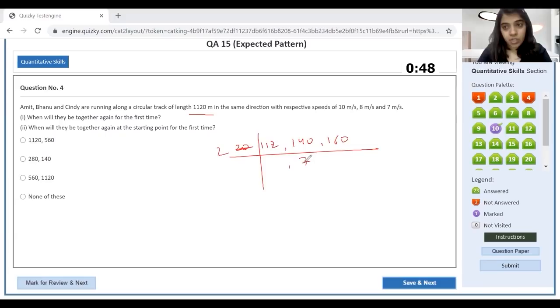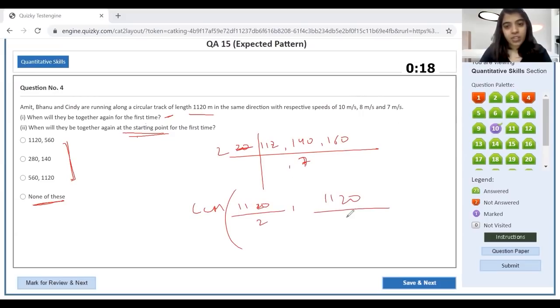Let's just do it one step at a time. We don't have the time for this. But the way you will do it would be, we'll find the LCM of these for this. If we can find one unique answer amongst these, we'll use that. If not, we will find out this also. When will they be together again for the first time? That will be what? LCM of what? 1120 upon 10 minus 8 is 2. 1120 upon 8 minus 7 is 1. So 1120.2, 1120.1. So it is either this or none of the above.